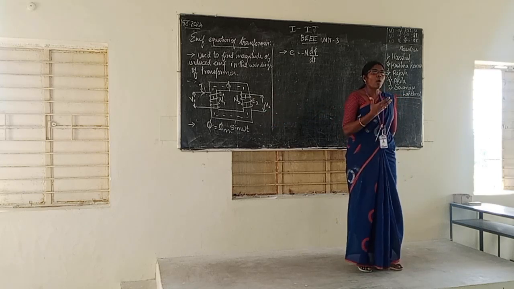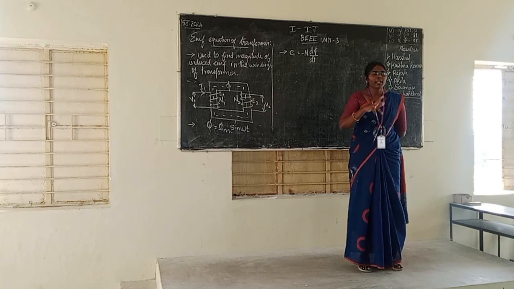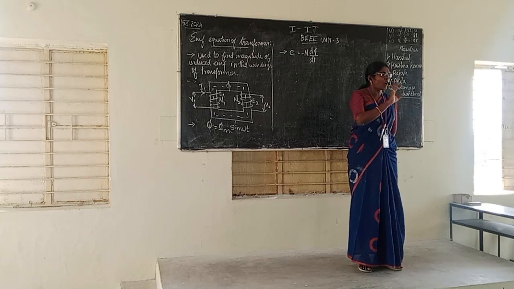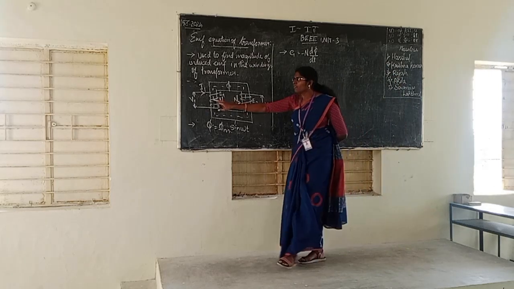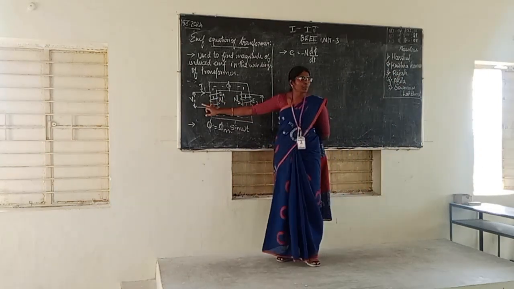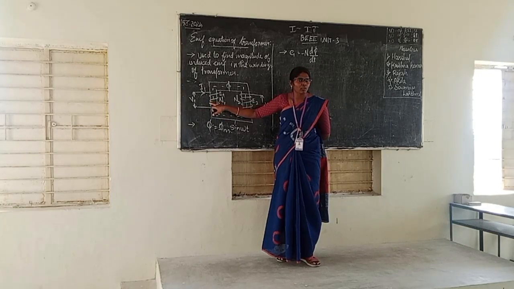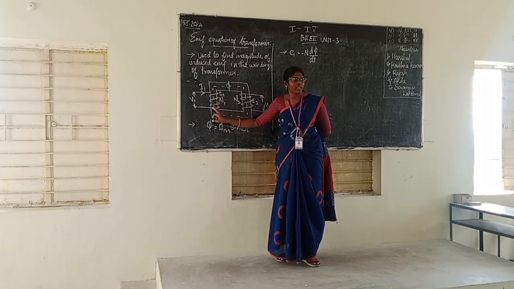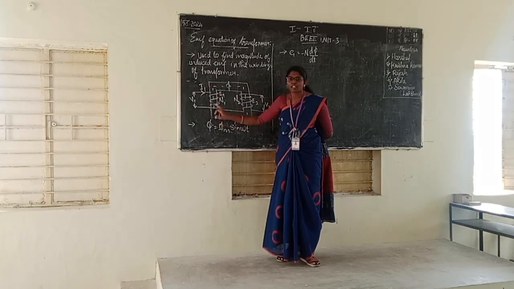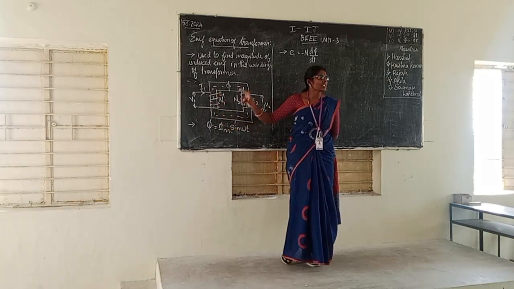Now if I give an alternating voltage to the primary winding of the transformer, what principle will happen? Induction principle will happen. When I give a voltage V1 as input to the primary winding, the current I1 starts to flow through this winding. In the center there is the core.